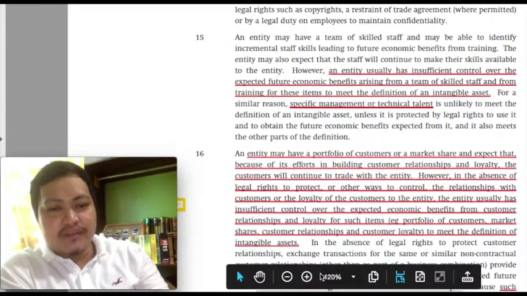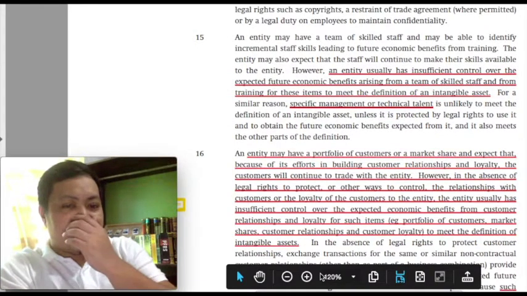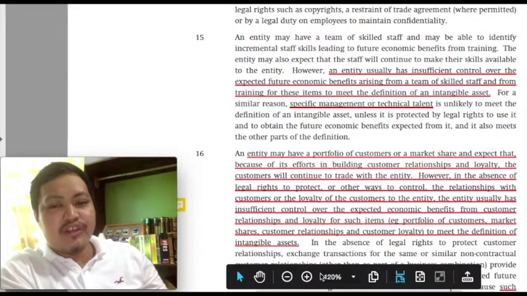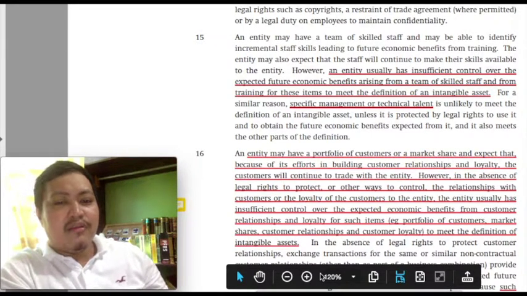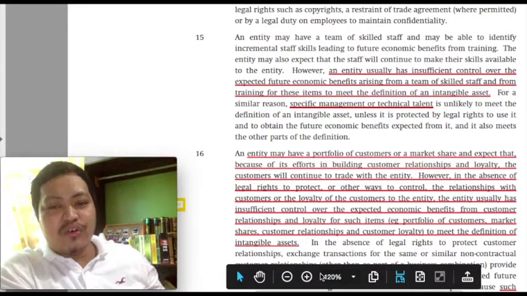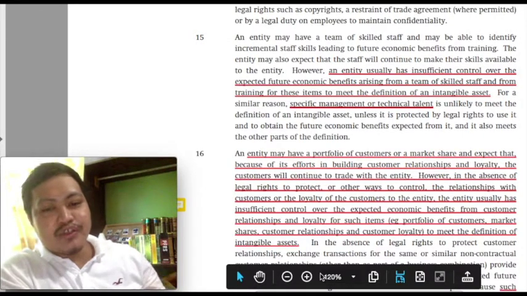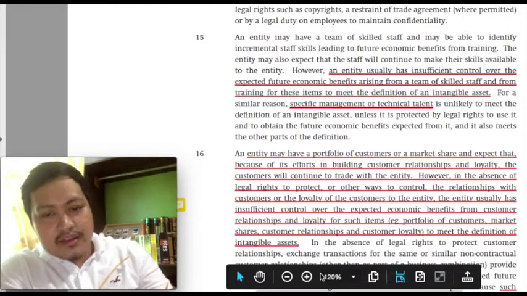So just like in paragraph 16, an entity may have a portfolio of customers or a market share and expect that because of its effort in building customer relationships and loyalty, the customer will continue to trade with the entity. But really, you do not have control over your customers, class. You cannot force your customers to just buy from you. That's what makes it difficult to establish control over those expenditures, thereby making it not possible to recognize them separately as an intangible asset.